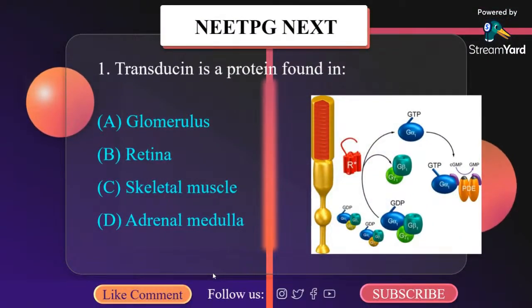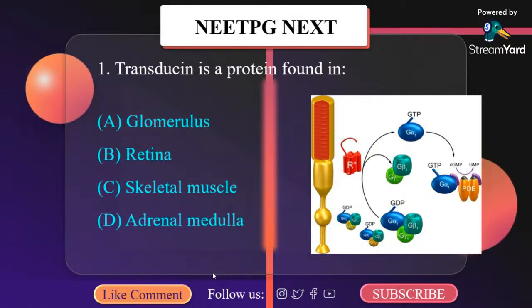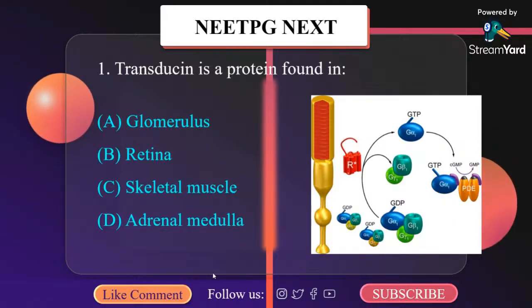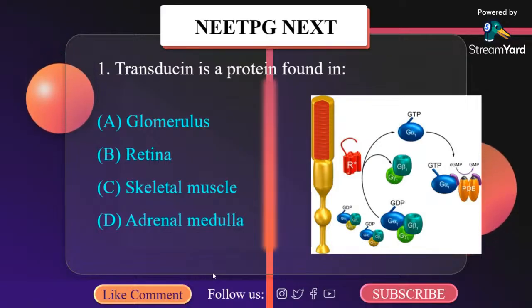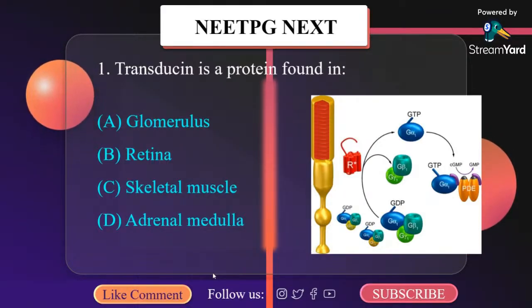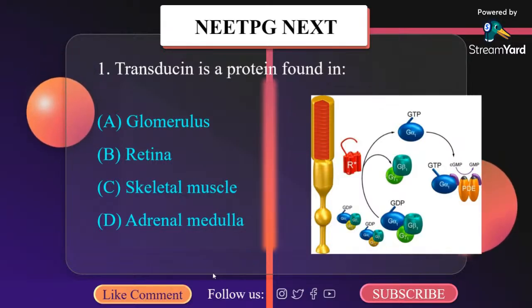Transducin is a protein found in A. Glomerulus, B. Retina, C. Skeletal muscle, D. Adrenal medulla. Well, the correct answer here is retina. Transducin is a heterotrimeric G protein. It is also called GT, that is naturally expressed in vertebrate retina rods and cones.